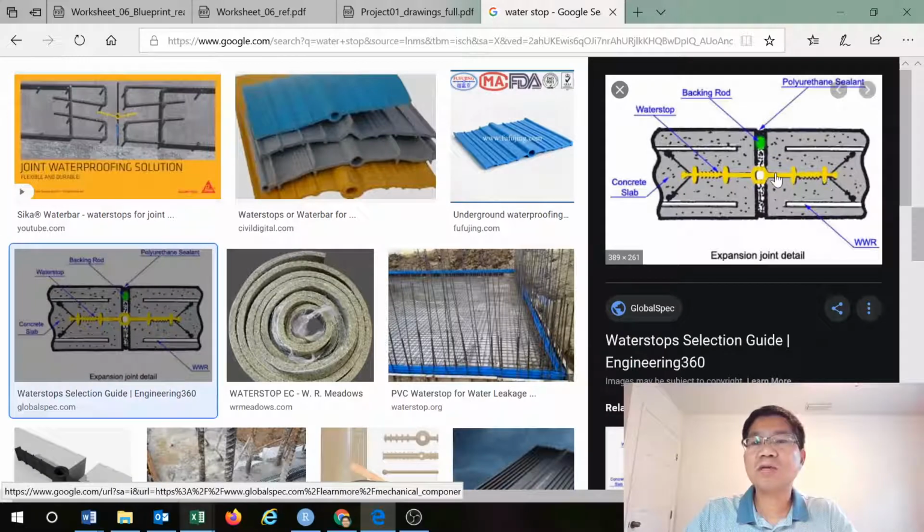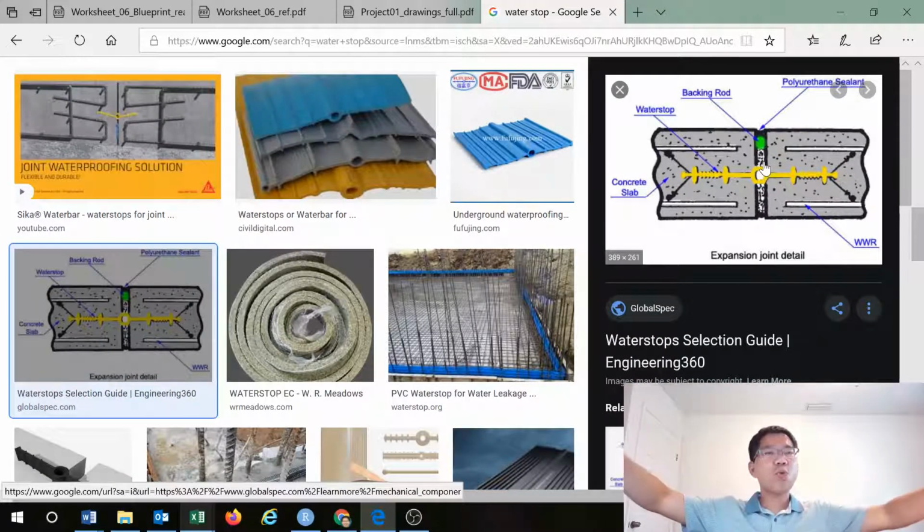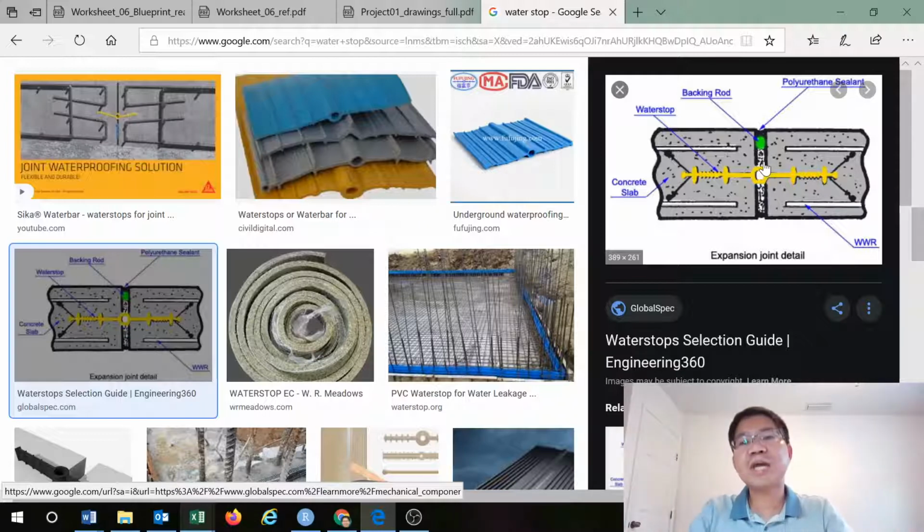So the bottom slab, if you have a big slab, you cannot place concrete for the whole big slab, because there will be thermal expansion. It will crack in the concrete, and that will be leaking. So they have to make the expansion joint, and the water stop needs to go through to connect between the old and new concrete.